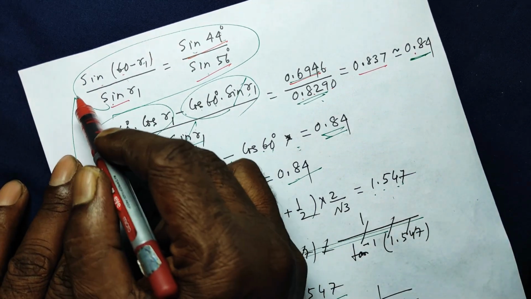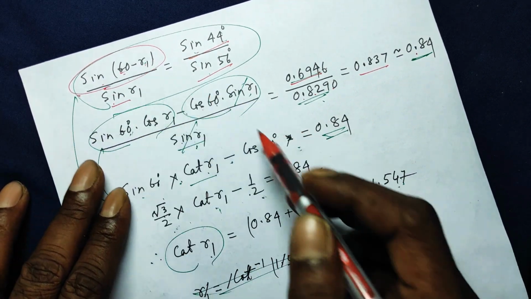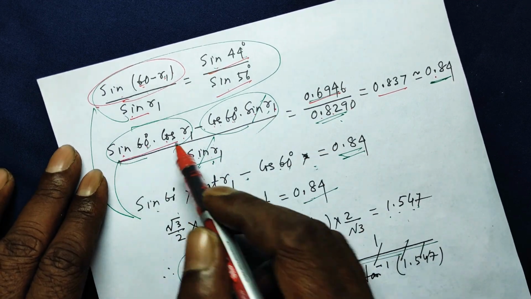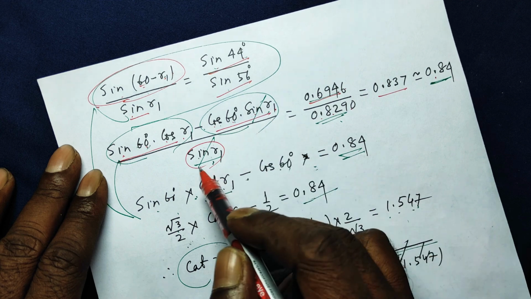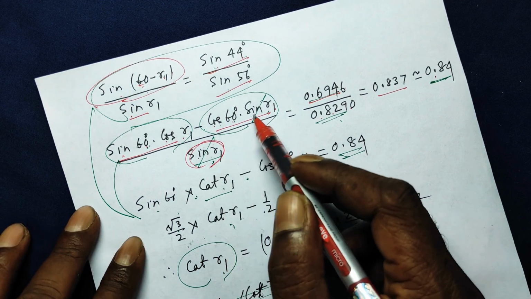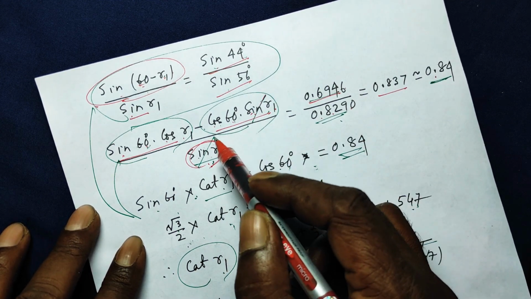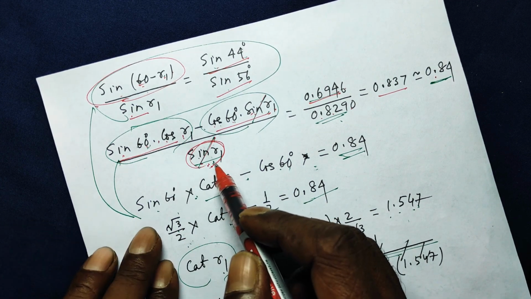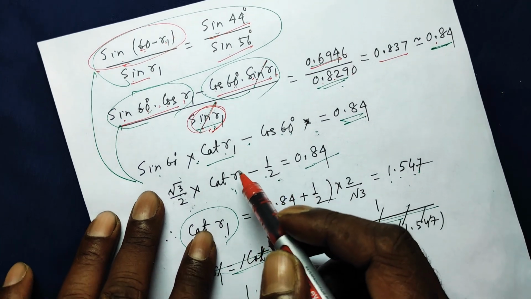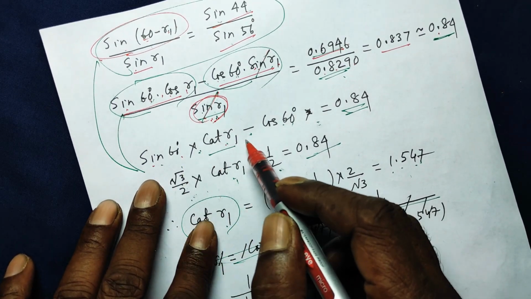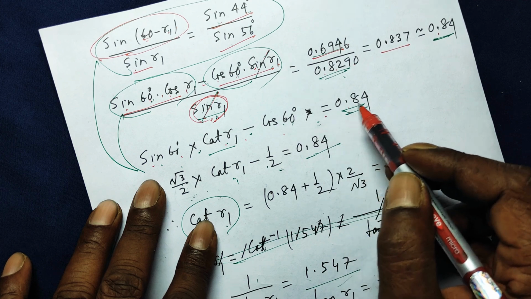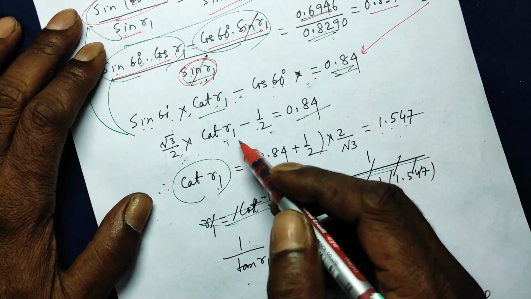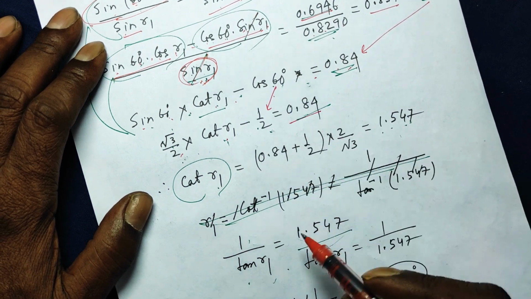Now expand this expression. Sin of A minus B is equal to sin A cos B minus cos A sin B. So this will be divided by sin R1. This term will also be divided by sin R1. When this is divided by sin R1, it cancels here. When this is divided by sin R1, cos R1 over sin R1 is cot R1. So sin 60 times cot R1 minus cos 60 is equal to 0.84. Put the value of sin 60, cot R1 remains the same. Put the value of cos 60 as this much.